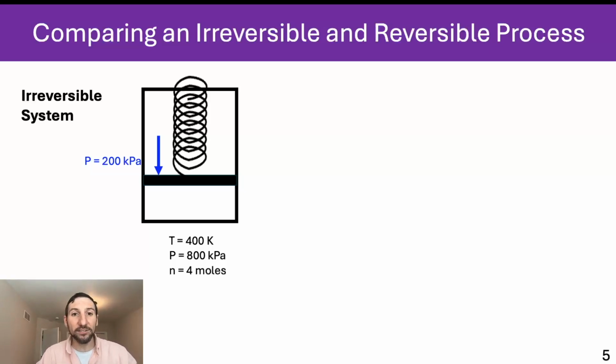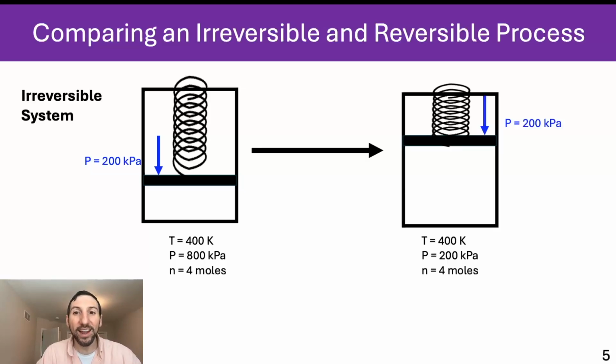So in this diagram I have, we've got 200 kPa of external pressure outside my chamber. I've got a gas, it's 400 Kelvin, 800 kPa pressure, and we've got 4 moles. In this case, we're going to allow our piston to get to equilibrium, and we're going to see that the piston's going to expand, right? And this is something that we've covered in a previous video on the topic.